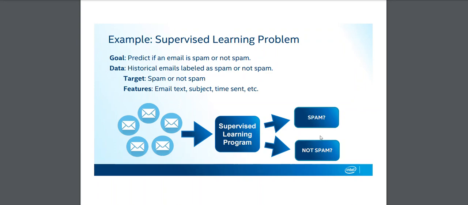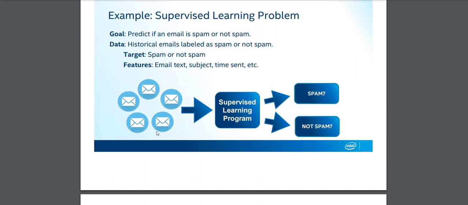Target, classification, that's that last column. In between, all the features. Okay. The data we have are the emails, the historical emails labeled as spam or not spam. So these are known values. That makes this supervised.